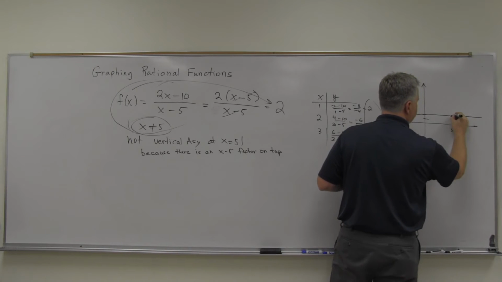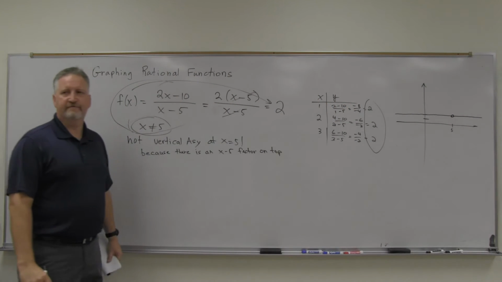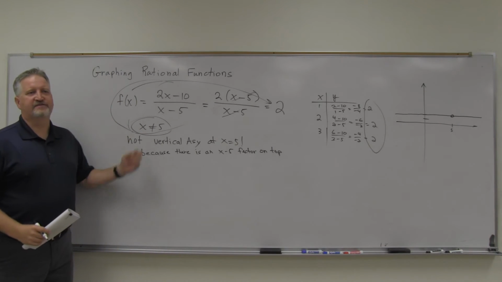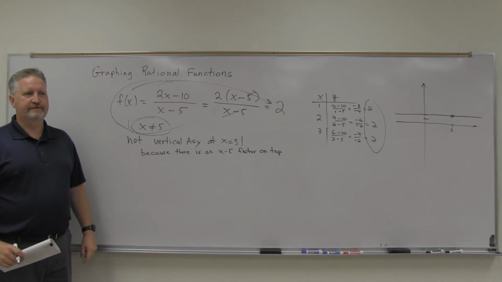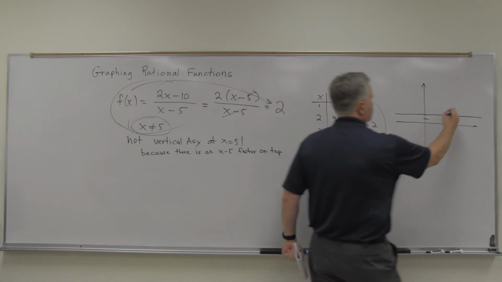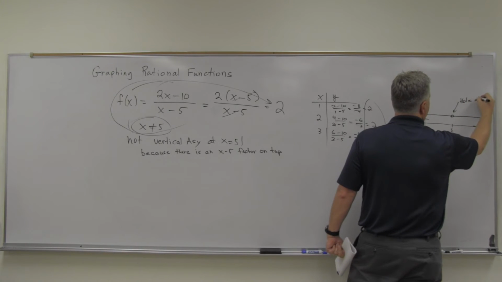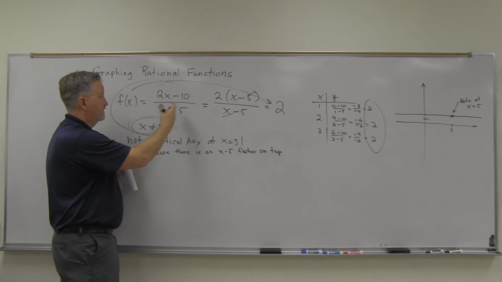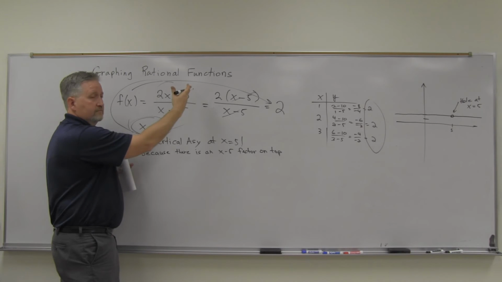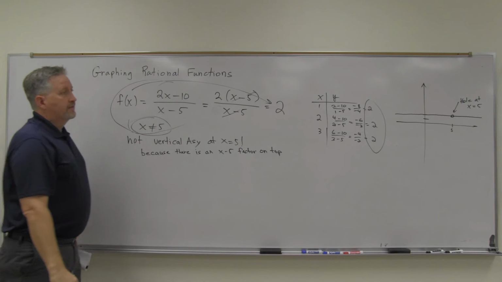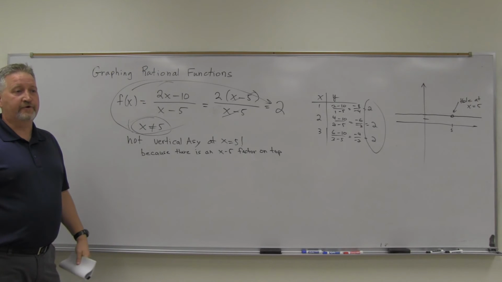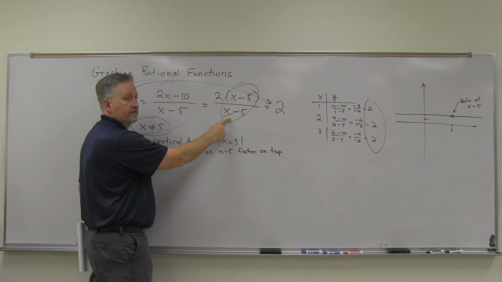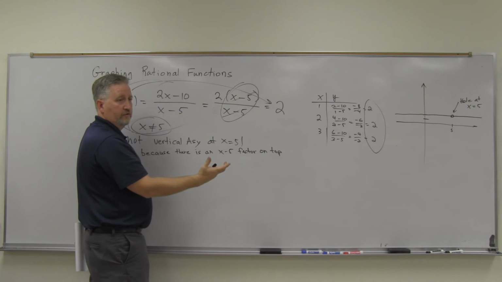So here's what happens. There's a hole at 5. This graph doesn't have a vertical asymptote at 5. It has a hole at 5. And why was that? It was because of that common factor that I canceled out. The denominator can't be 5, but the top also has x minus 5, so you get a hole in the graph. When you have a common factor like that, it gives you a hole in the graph.